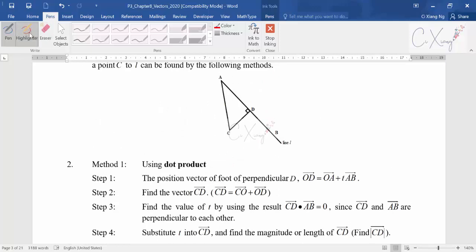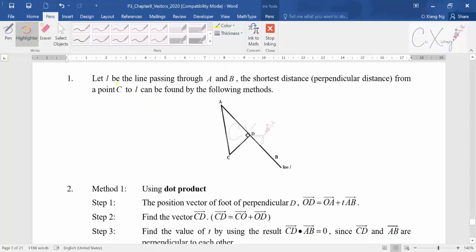First of all, you need to know what they are going to give you in the question itself. Let's say they give you a line. L is the line passing through A and B, and the shortest distance, the perpendicular distance from a point C to L, can be found by the following methods. In the question, usually they already give you the vector equation for the line AB, and they also give you the point C, the coordinate.